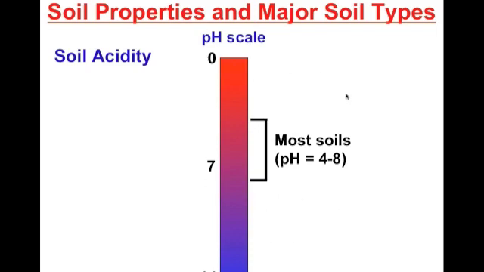So most soil falls within the range of around 4 to 8, so it's more common than not that it's going to be acidic as opposed to being basic.